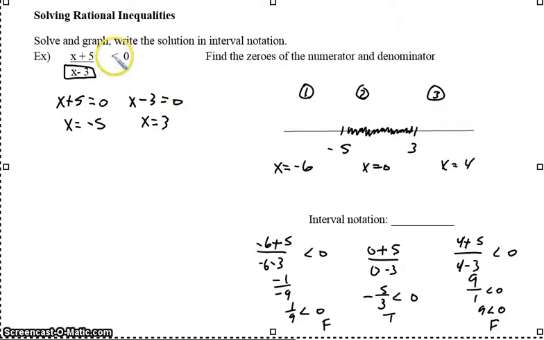And again, because it's not equal to, I'm going to put parentheses on my number line, and they're going to have to face inward like that. So writing my answer in interval notation becomes pretty easy. Negative 5 comma 3 with parentheses around it.